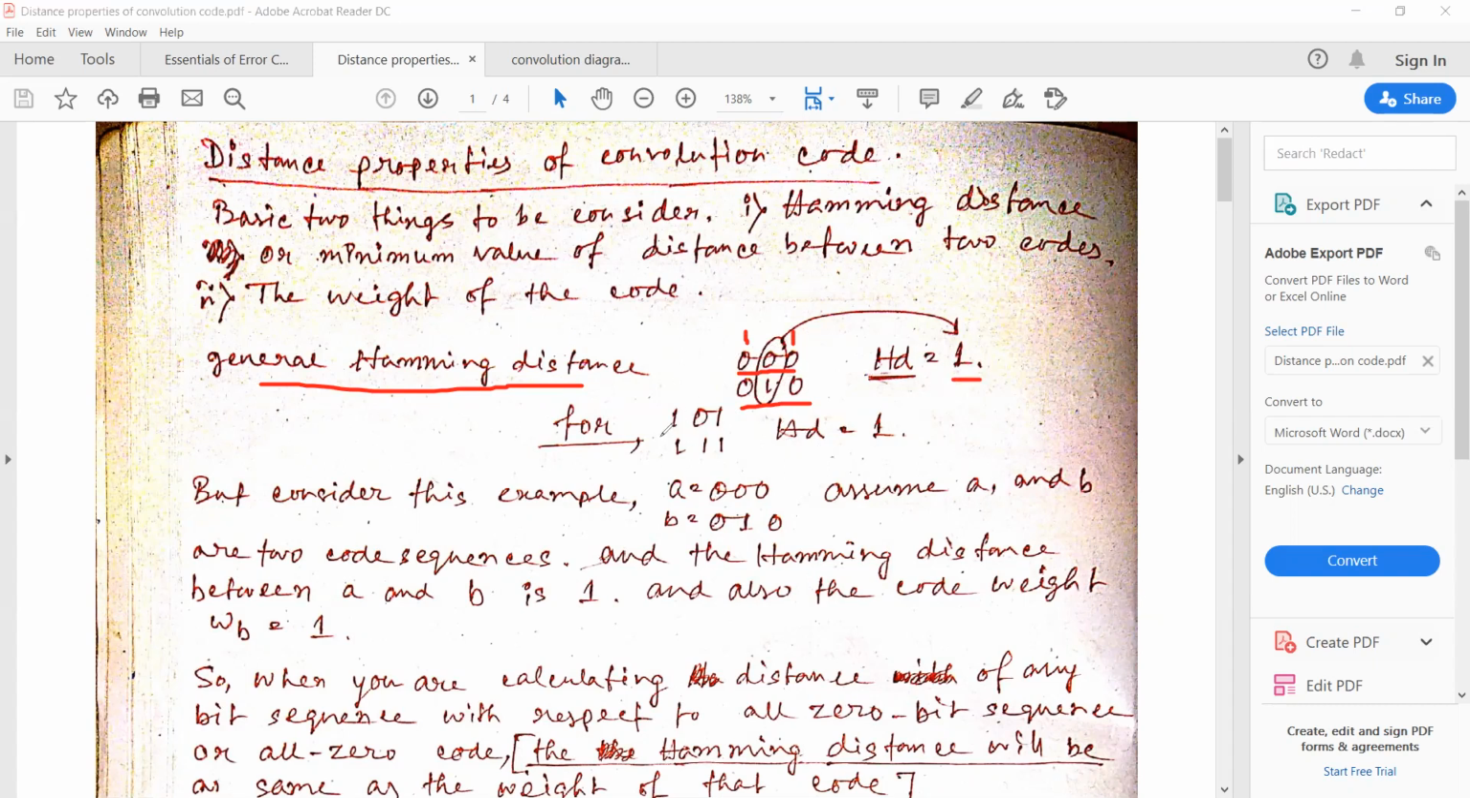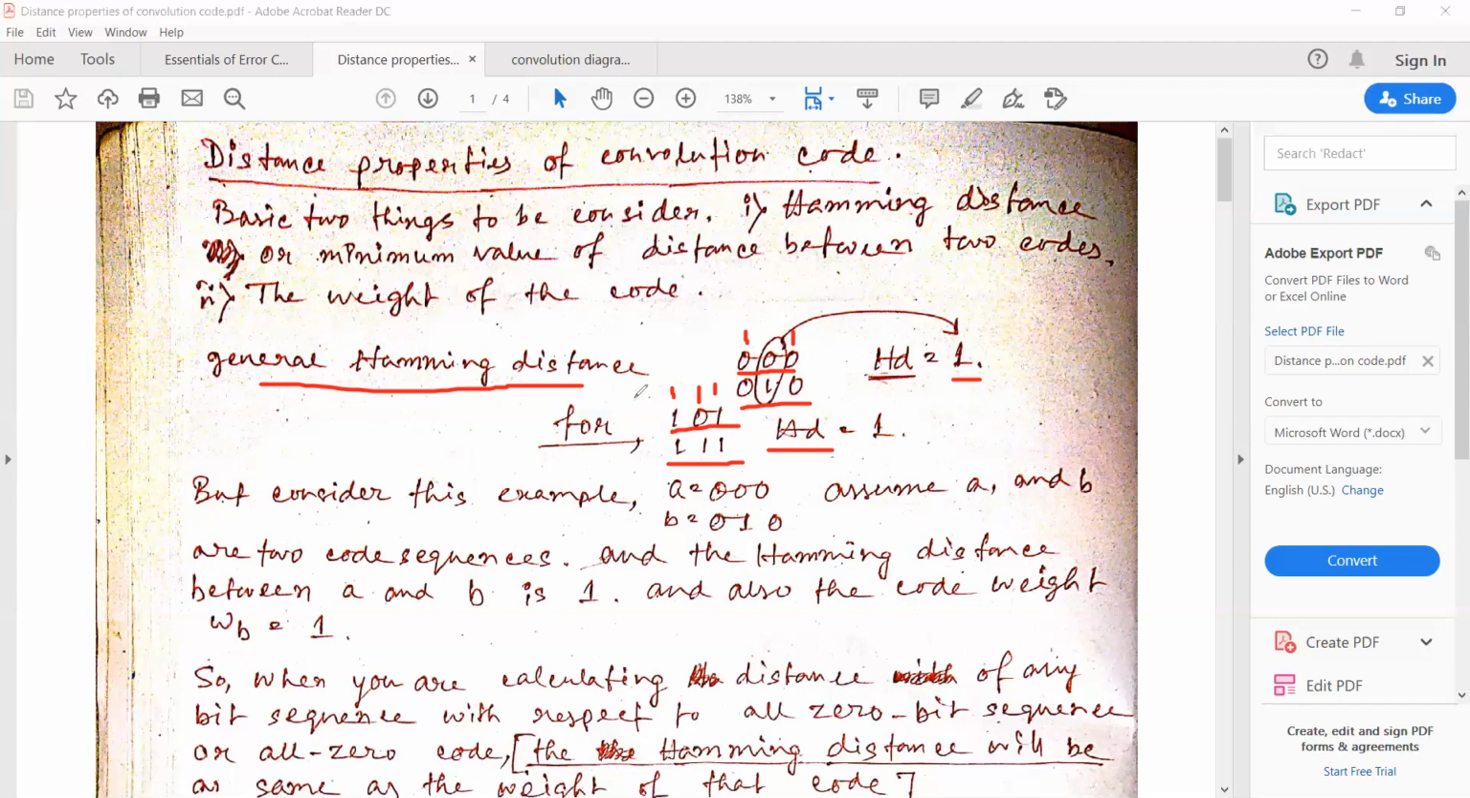Like, suppose 101 is given and 111 is given. How many bit dissimilarities are present between these two code sequences? You can see that the first position bits are the same, the third position bits are also the same, but in the second position we have a dissimilarity between the two bits, 0 and 1. So the Hamming distance is 1. The number of dissimilarities present between two code sequences is basically the Hamming distance. This is the basic thing to know before we start the minimum Hamming distance.